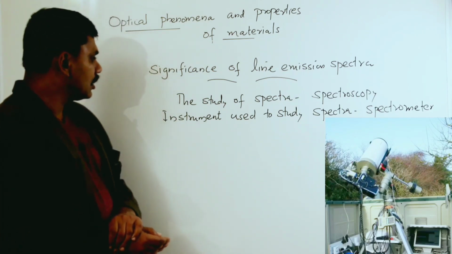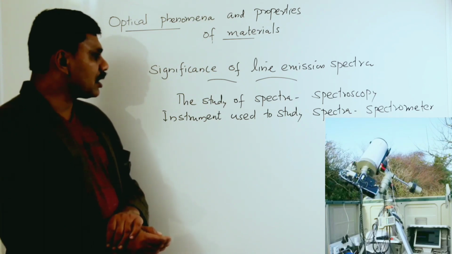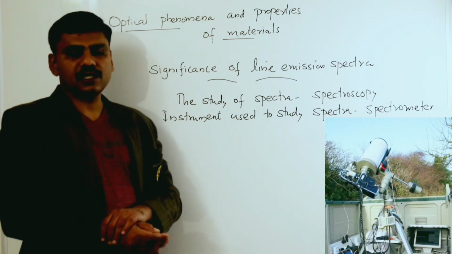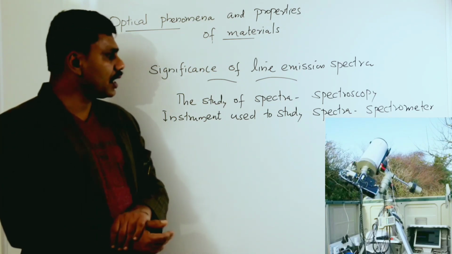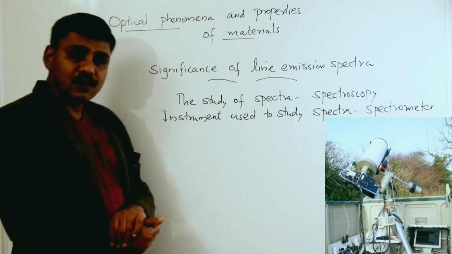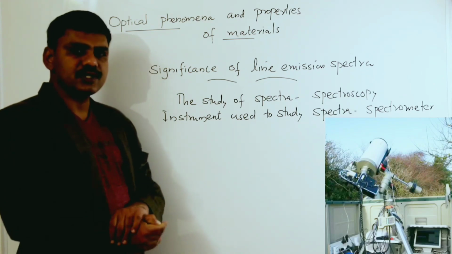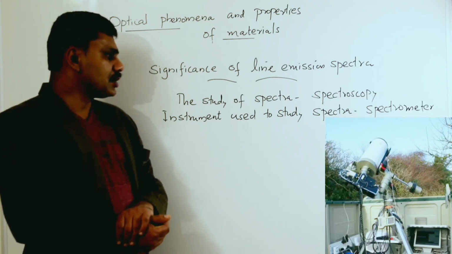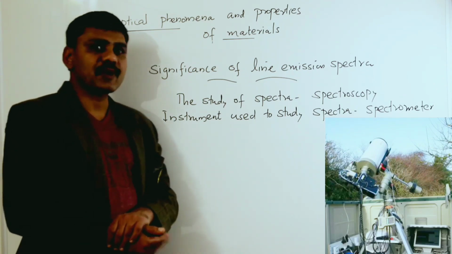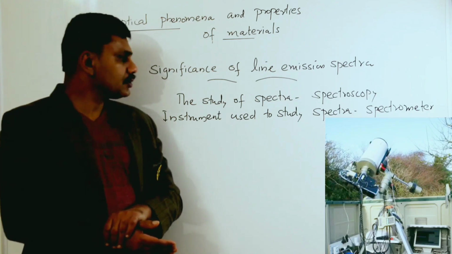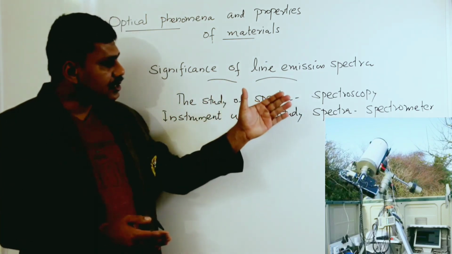That is the significance. The study of spectra is known as spectroscopy. That is the branch of science that deals with the study of spectra. And the instrument that is used to produce the spectra or to study the spectra is known as spectrometer. So that is spectroscopy and spectrometer.